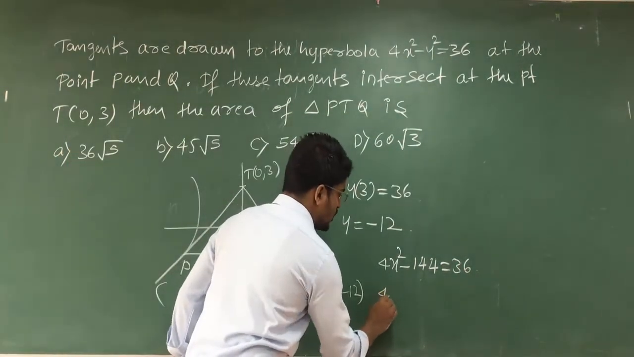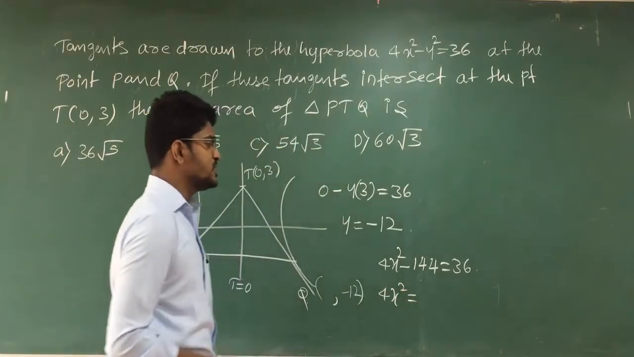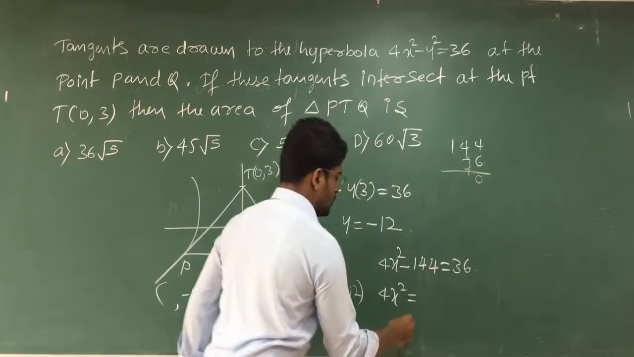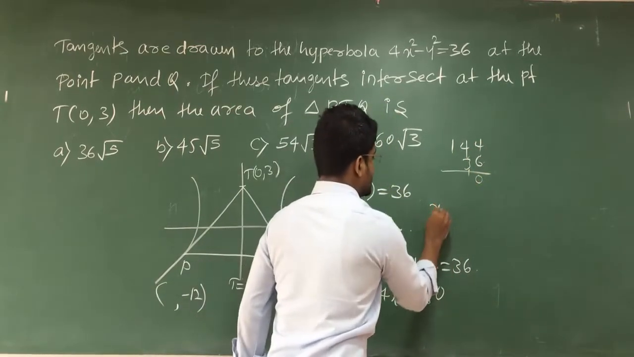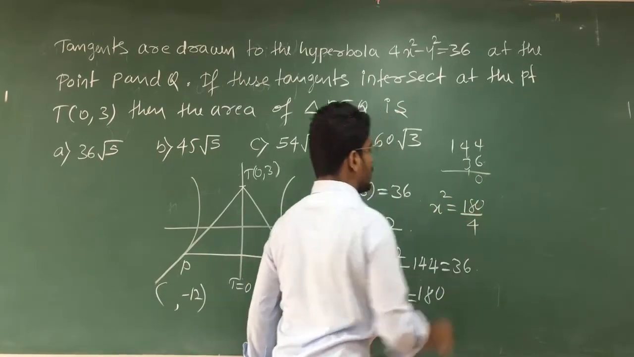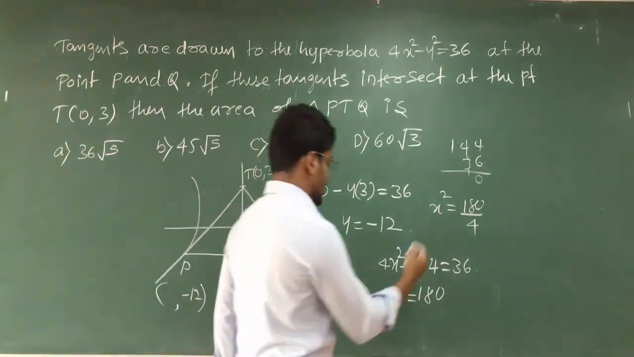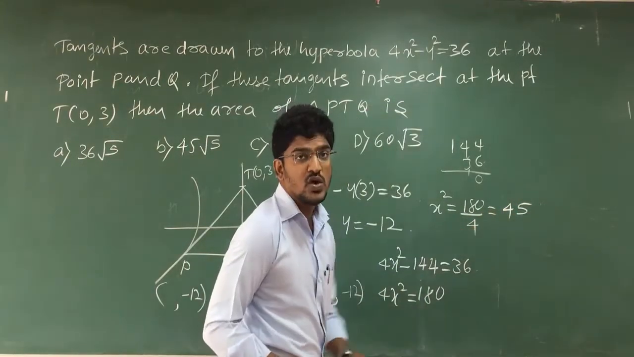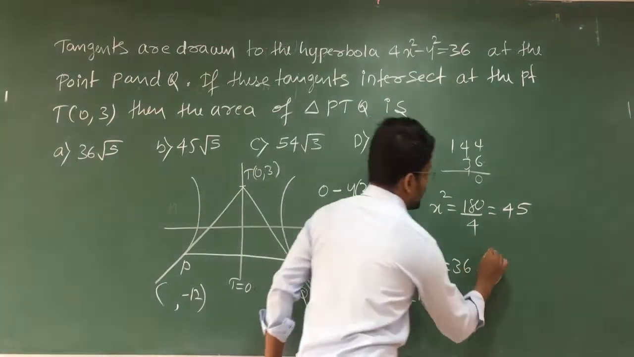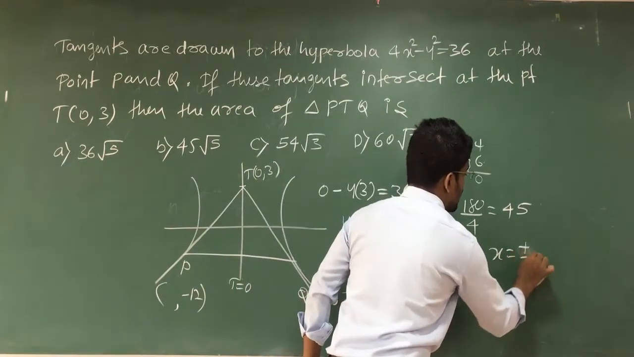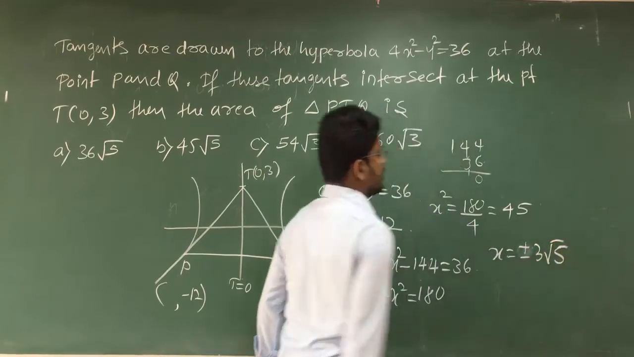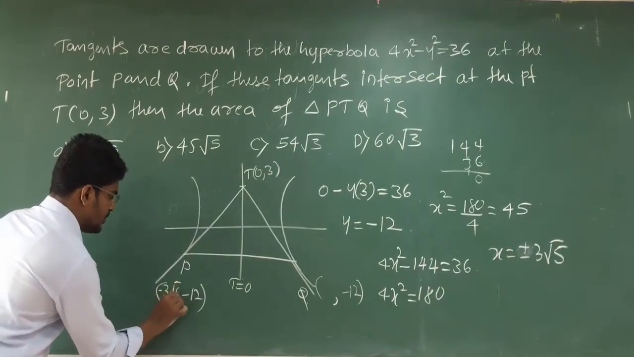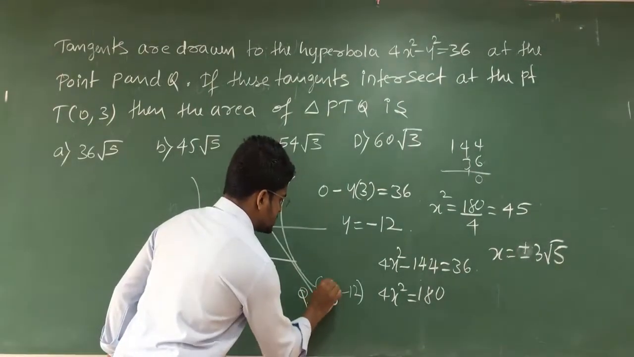So this will be equal to 4x square equals 144 plus 36. 144 plus 36 will be how much? That is 180. So x square will be equal to 180 by 4. So that is 4 into 4, 16, 4 fives, 20. So x square equal to 45. If x square equal to 45, x will be equal to plus or minus 3 root 5. So this term is minus 3 root 5 and this term is plus 3 root 5.